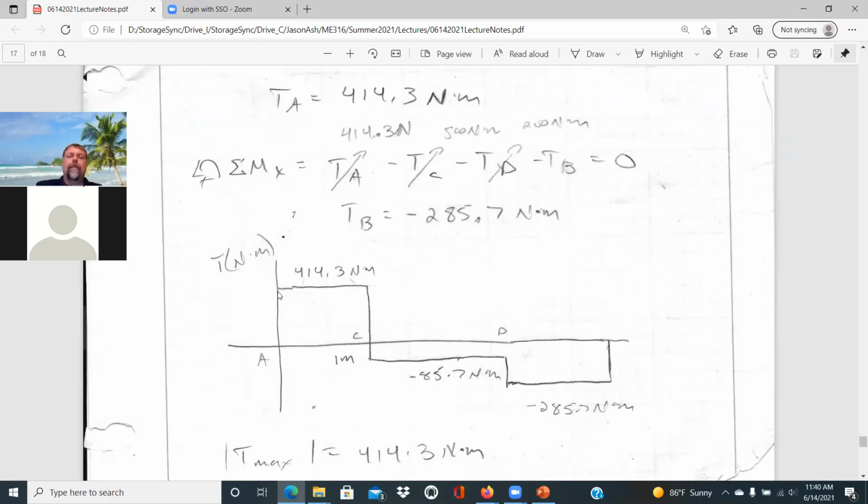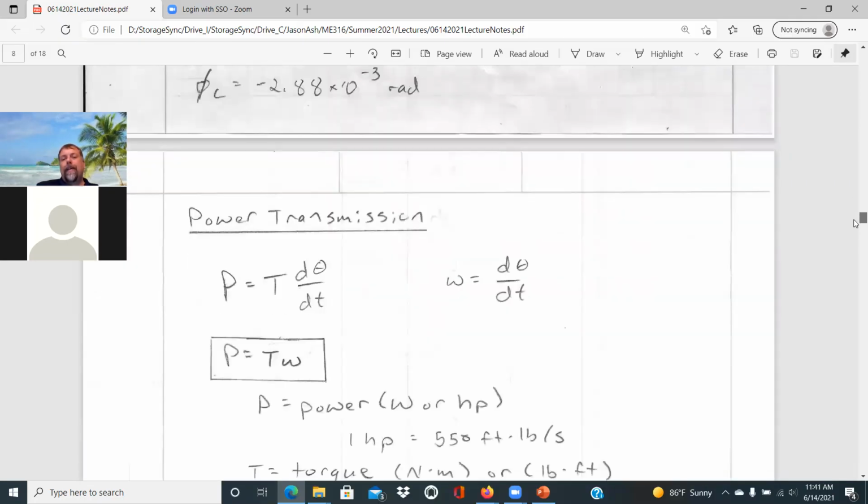And if we were to draw the torque on that, it's going to be 414.3 Newton meters. It's going to step down the 500 Newton meters, I believe. I'd have to look back.